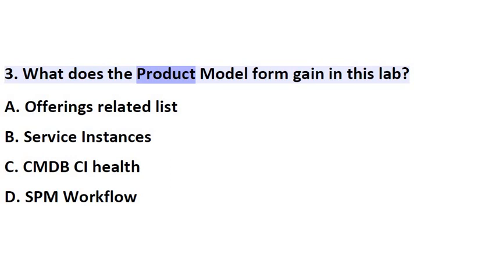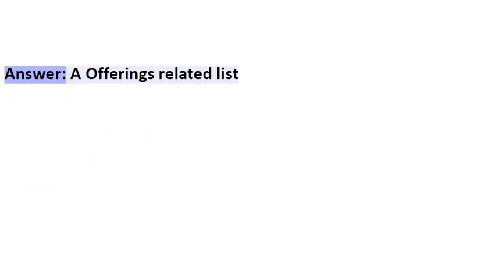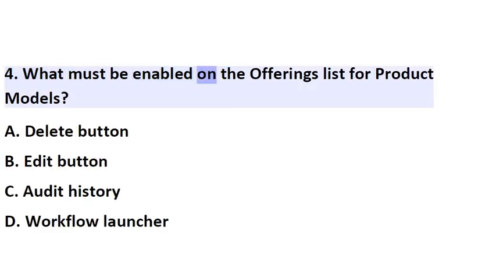3. What does the product model form gain in this lab? A. Offerings related list. B. Service instances. C. CMDB CI health. D. SPM workflow. Answer: A. Offerings related list.